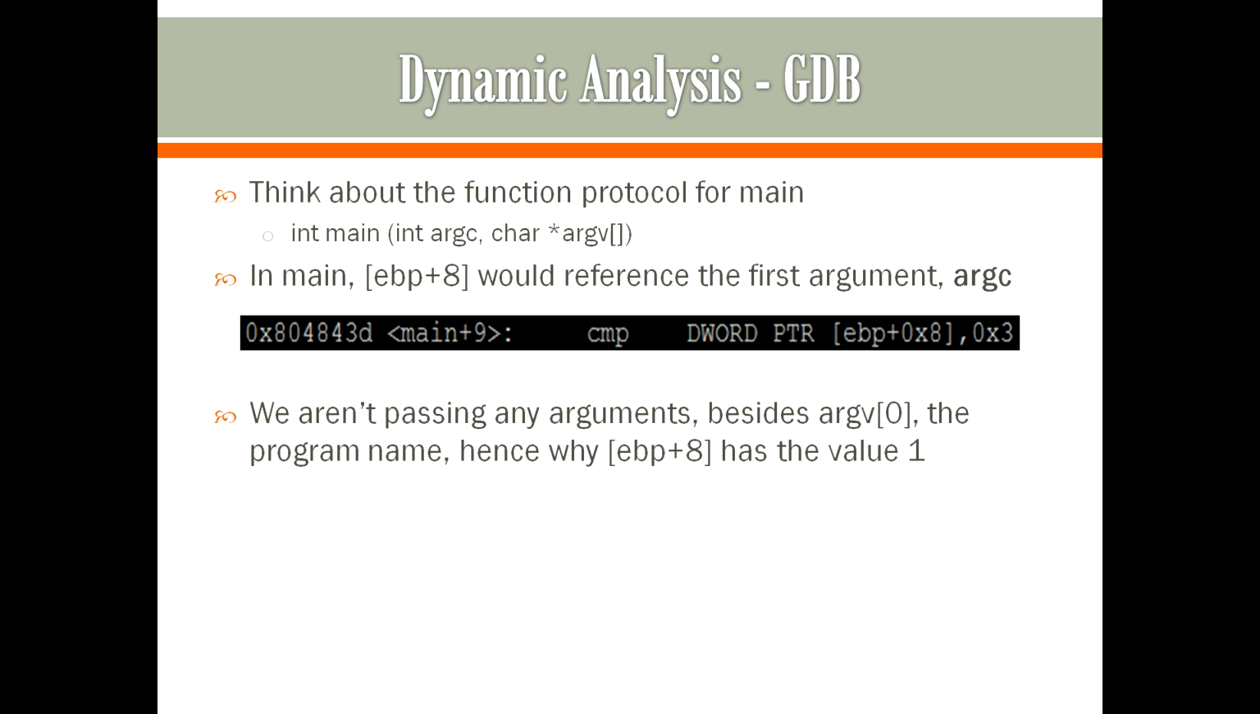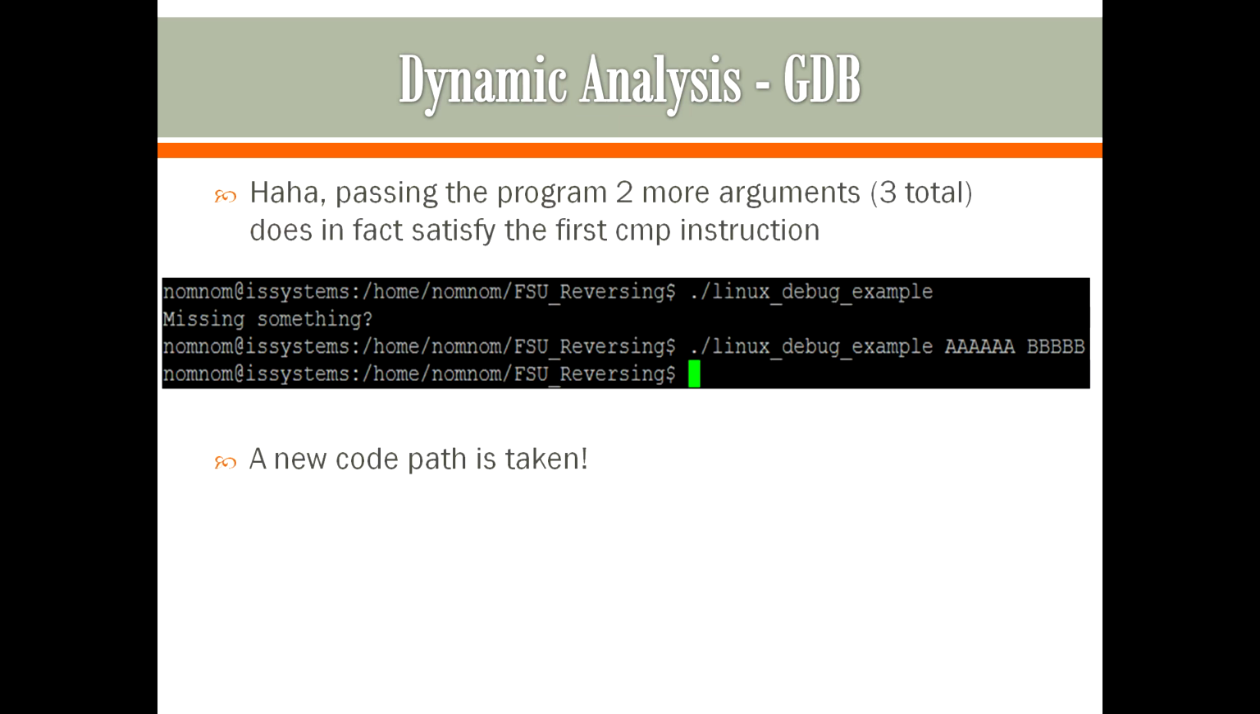Let's see what happens when we pass in additional arguments to the program. As the snapshot shows, passing in 2 arguments represented by the strings of A's and B's no longer presents the error message "missing something". This means our input satisfied the compare, and as a result, the binary executed a different code path.